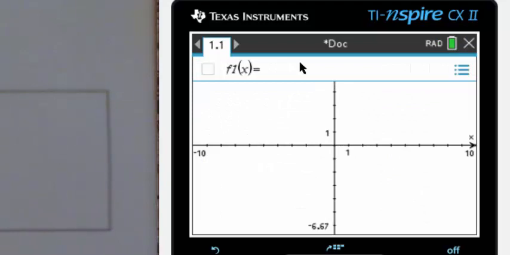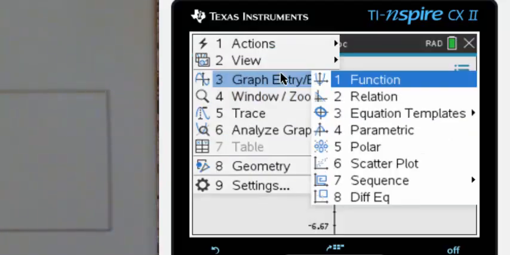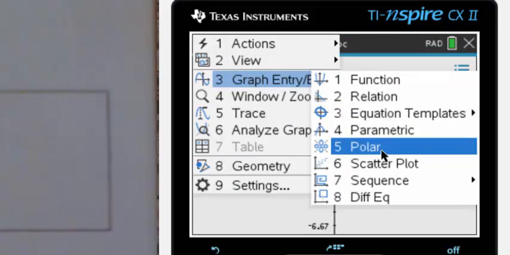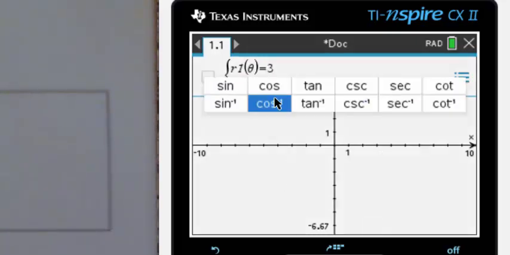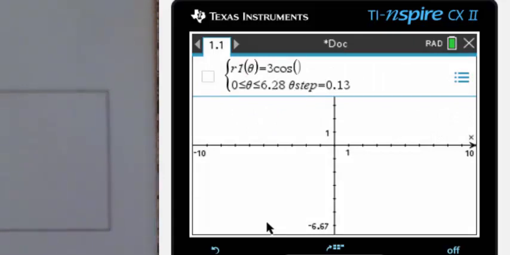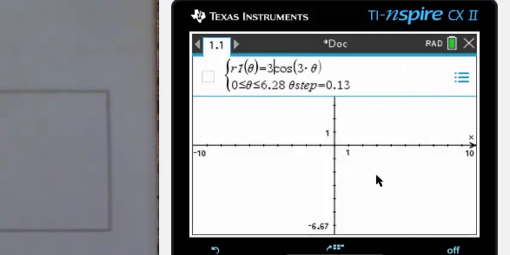Add a graphs page. I'm going to menu, graph entry edit, and enter a polar graph. Or on your 84, just make sure you're in the mode setting that your graph mode is set to polar, and then just go to y equals. And I'm going to do 3 cosine 3 theta. Make sure there's a multiplying sign there so my computer doesn't get mad.